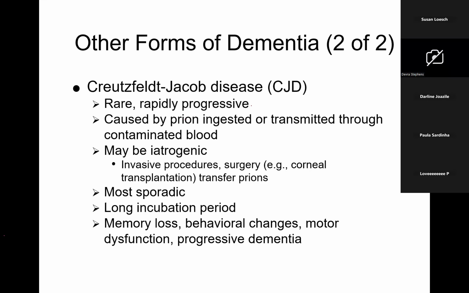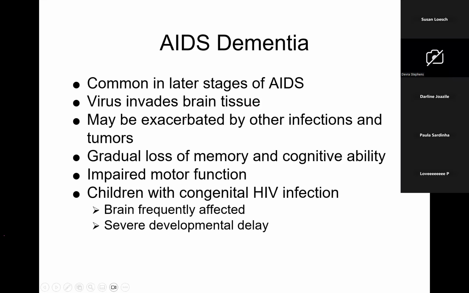And then AIDS dementia. This is common in the later stages of AIDS, when the virus starts to invade the brain tissue. It can be exacerbated by a candida infection or toxoplasma, or they can develop Hodgkin's lymphoma, non-Hodgkin's lymphoma when they have AIDS. So that could contribute to this.